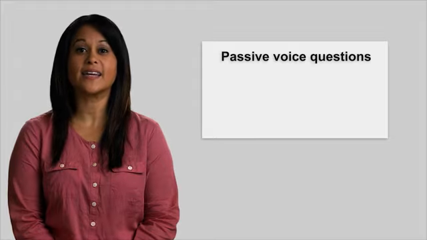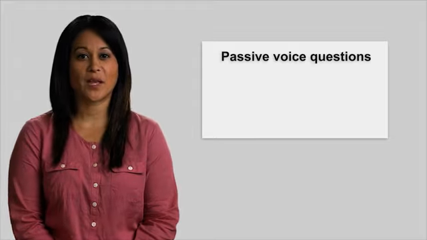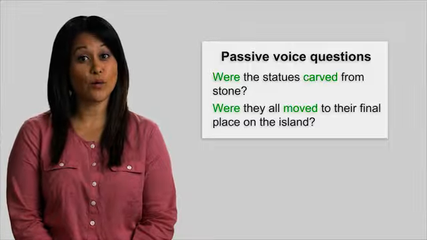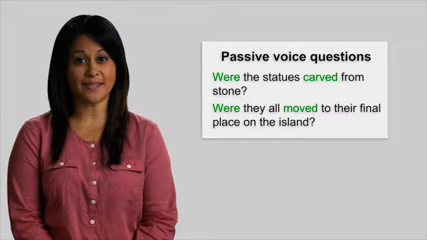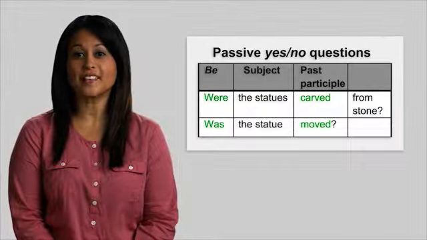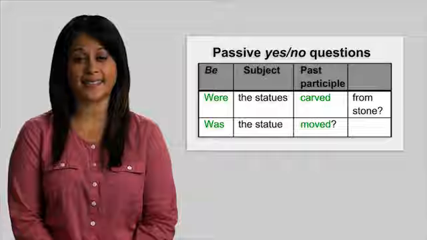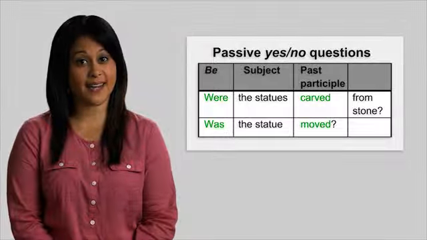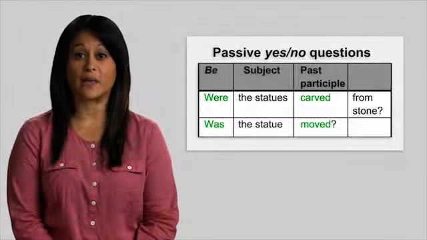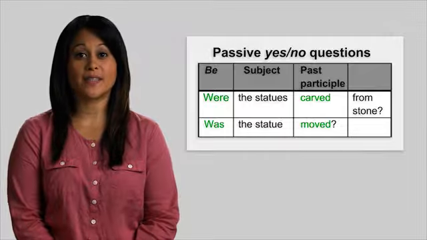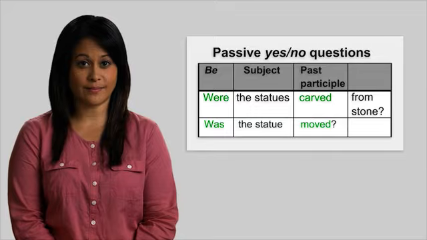First, let's look at yes/no questions. Were the statues carved from stone? Were they all moved to their final place on the island? Passive yes/no questions begin with the form of be in any tense. The subject comes next, followed by the past participle. For example, were the statues carved from stone?